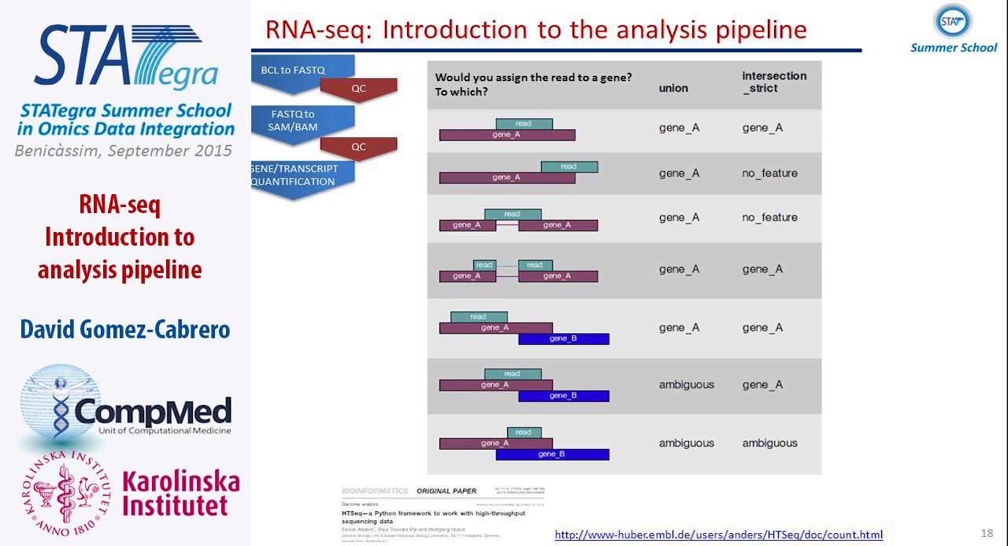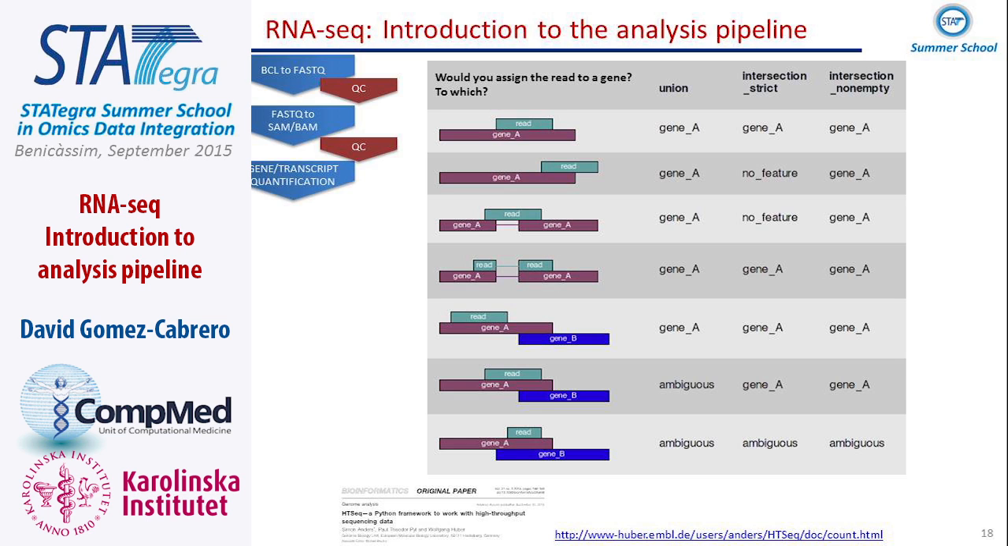Well, you can also think about the intersection strict. Then this is gene A, but this is not gene A. This is not gene A, so it's no feature. This is gene A, this is gene A, this is gene A, because it's perfect here, but not here. And this is ambiguous. What I'm saying is HT-seq is quite a standard tool.